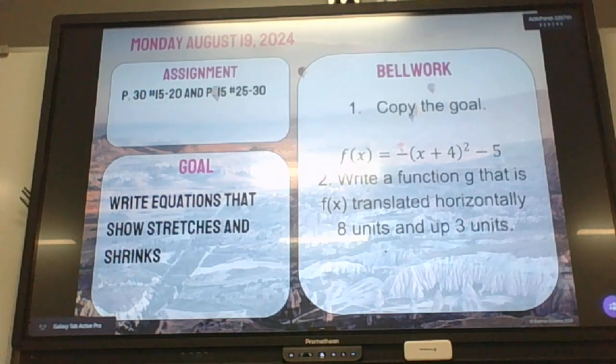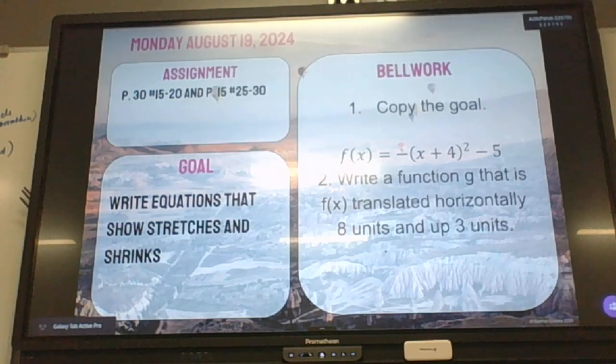And g of x needs to be this one, but it has to be 8 units right from it, horizontal there, and 3 units up. So if I want to go right, that has to go inside parentheses. And if I have to go up, that has to go at the end of the equation. That little blue bit is what you bring to the problem with the text.